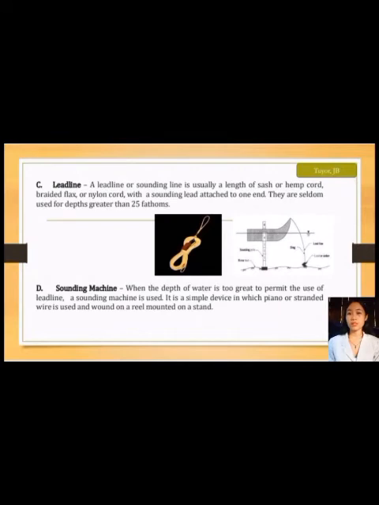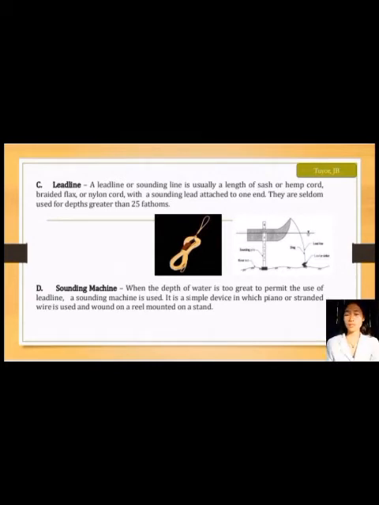And the third equipment is the lead line. A lead line or sounding line is usually a length of sash or hemp cord, braided flax or nylon cord with a sounding lead attached to one end. They are seldom used for depths greater than 25 fathoms. Fathom is a unit of measurement for water depths and is equivalent to 6 feet. And during soundings, the lead is lowered until it touches the bottom, and at the moment that the line is vertical and taut, the depth is determined from the markings on the lead line.